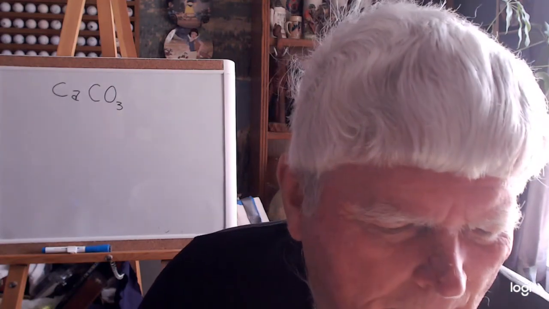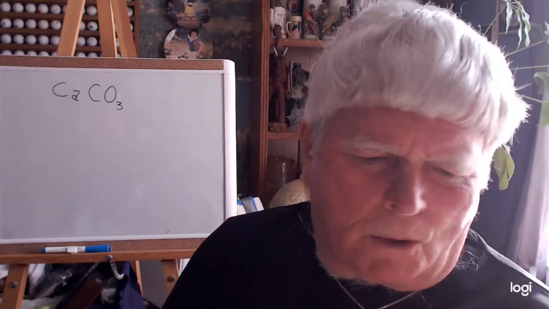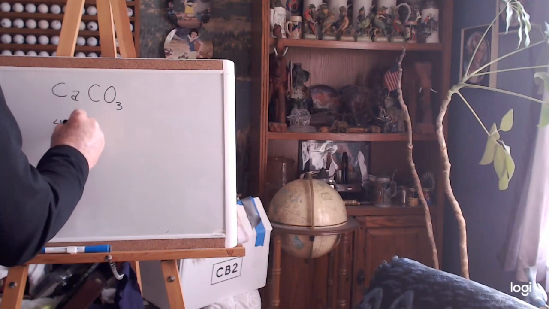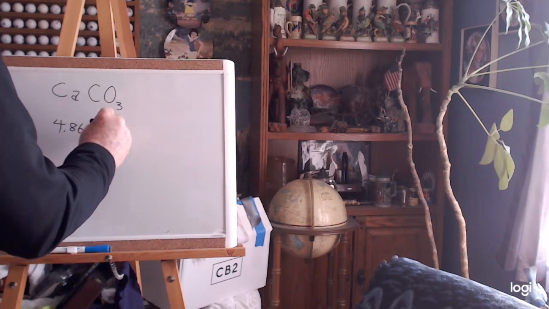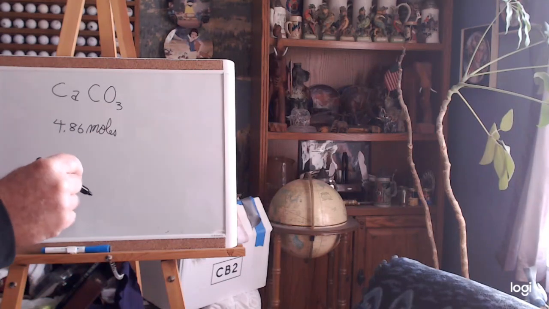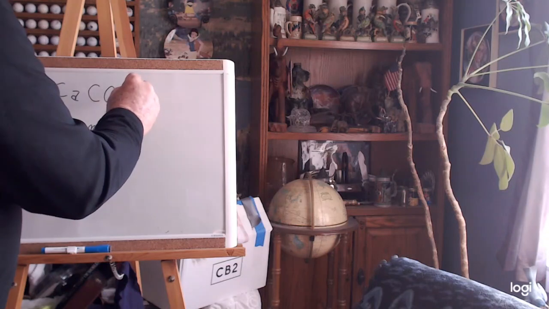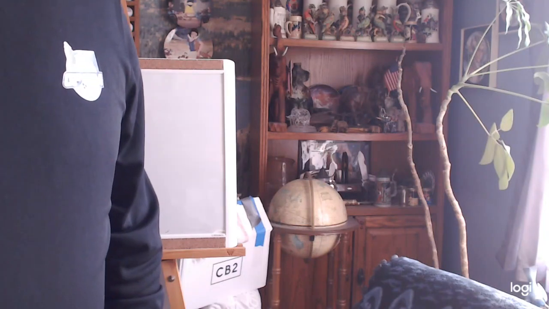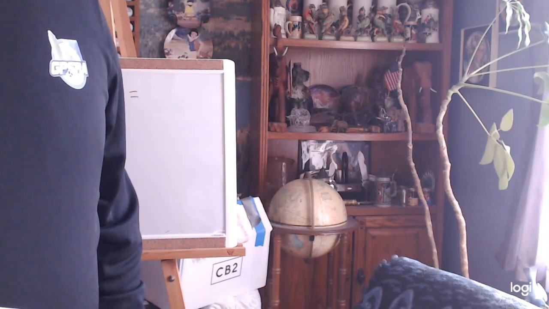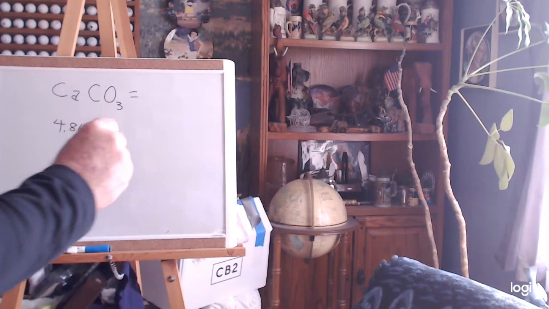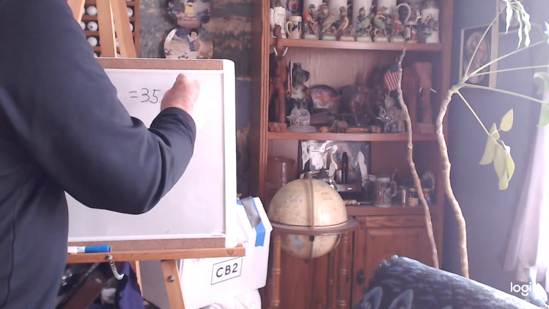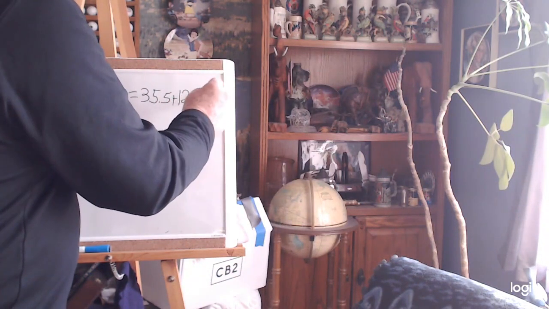So we're dealing with calcium carbonate, and we got a sample. It's 4.86 moles of the calcium carbonate. And we want to know what the heck that weighs. To do that, you got to find out the molecular weight of the calcium carbonate. Go look it up. You'll find that calcium is 35.5 or 30. I would say stick with 35.5. You got 12 for the carbon, and 16 times 3 are 48.